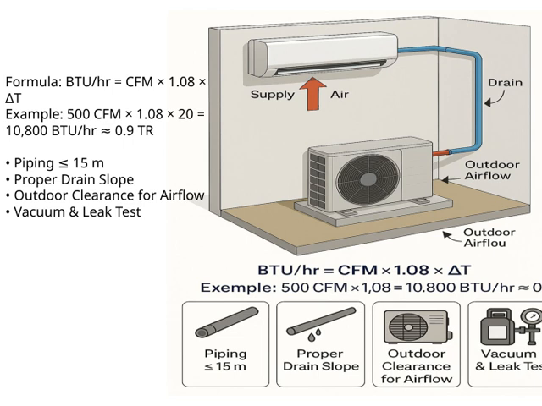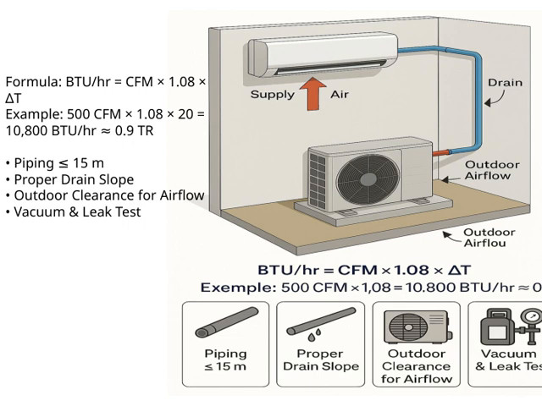Next, there are some critical installation considerations. Keep piping length to 15 meters or less to ensure efficiency and ease of maintenance. It's also essential to have the proper drain slope to prevent water backup or leaks. Ensure there's adequate outdoor clearance around the unit to promote proper airflow, which is vital for optimal performance.